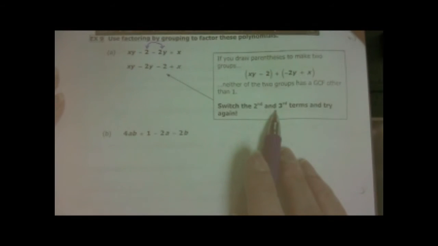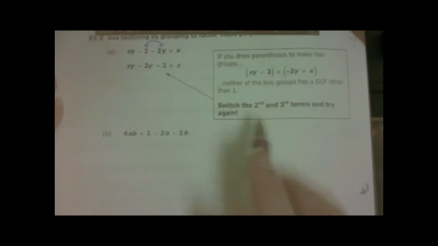Sometimes it's just that the terms aren't matched up nicely. So what we're going to do is rearrange them and check this again. And the way that you rearrange is you're going to switch the second and the third term. All right? And that changes what is grouped with what. If you switch like the first and the second, you're not changing what's grouped with what, and that's the issue. So switch the second and third terms and try again. Remember, take their signs with them.